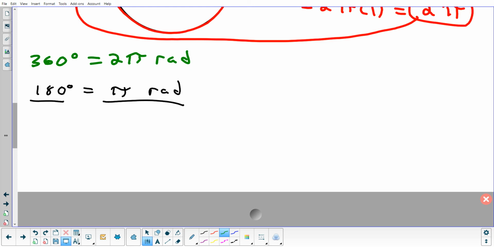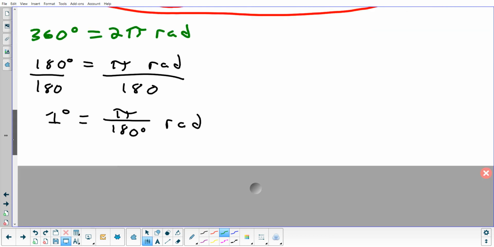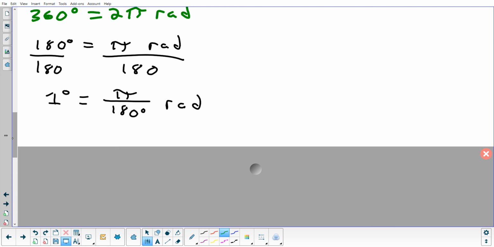What would you have to divide each side by to turn the left-hand side into a 1? 180. Divide by 180. Just 180. And when you do that on the left, now you have a formula that says 1 degree equals, I don't know what that is, I'm just going to leave it, pi over 180 radians. So there's a formula for 1 degree. And we can use that formula to figure out any number of degrees to radians.